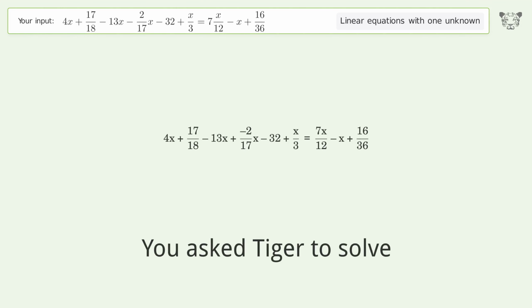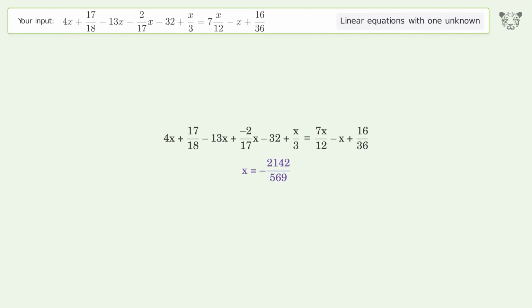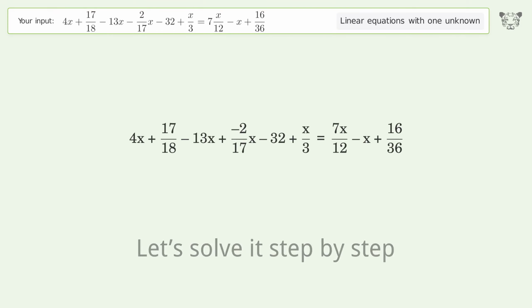You ask Tiger to solve this. This deals with linear equations with one unknown. The final result is x equals negative 2142 over 569. Let's solve it step by step.